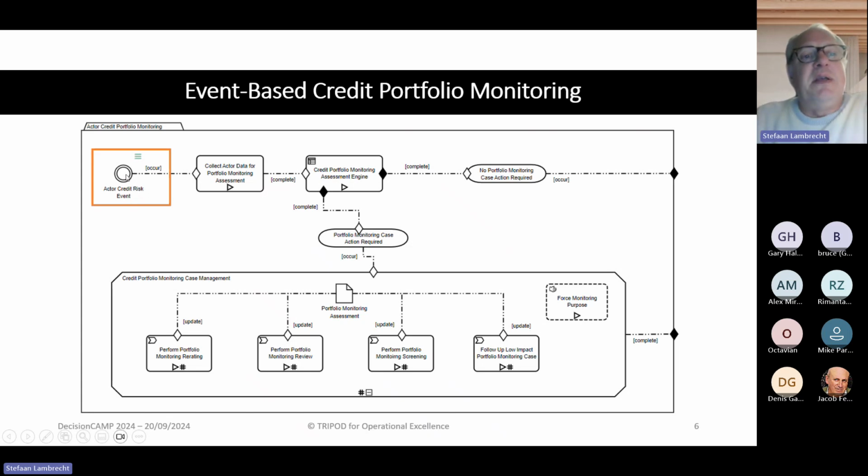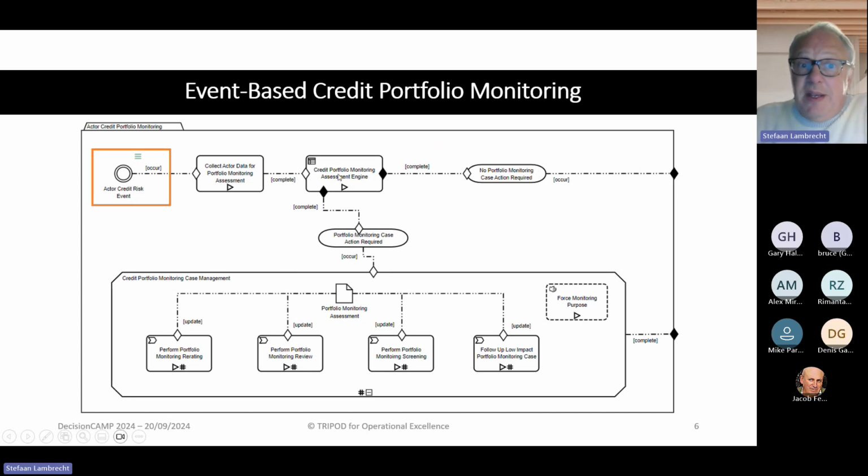Once an actor is facing, or once an event is captured for an actor, that actor is in fact scheduled for a 360-degree assessment by a decision engine that we built, the credit portfolio monitoring assessment engine.